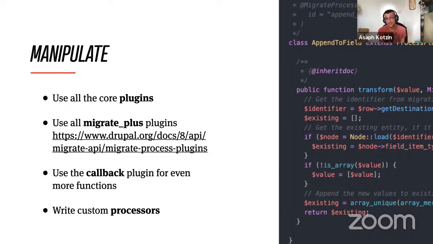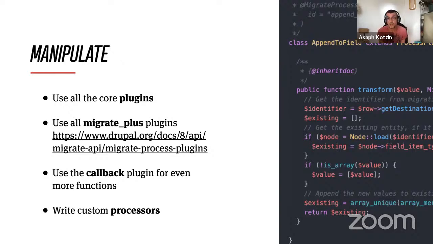My best tip on this is using the callback plugin. It's a super simple plugin that allows you to call custom PHP functions. They need to be simple ones, but still it enables you to use a lot of functions on the data as part of the migration script. Sometimes even that is not enough. And that's where we go in and write custom processors.